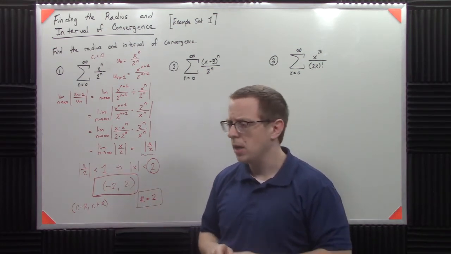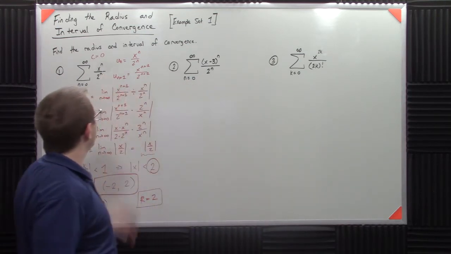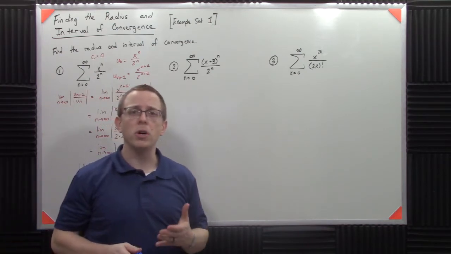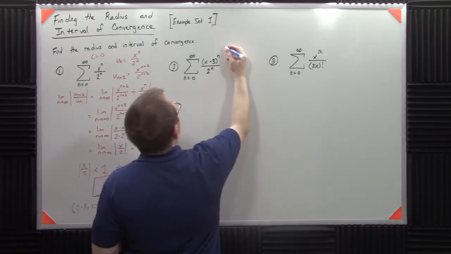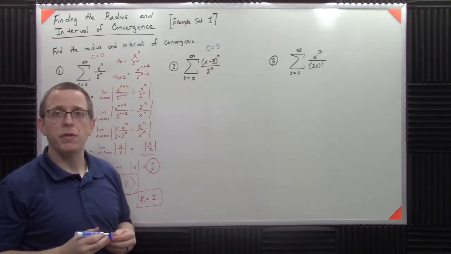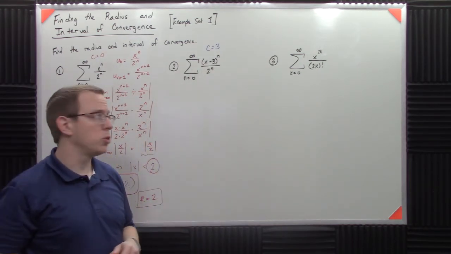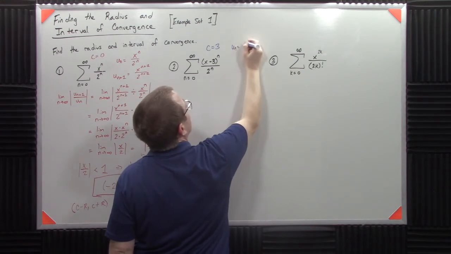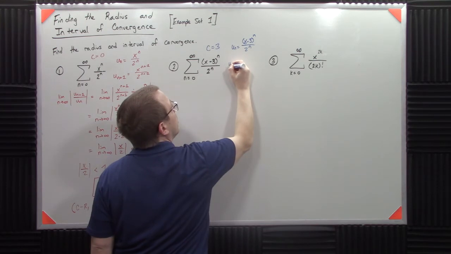Simple enough, right? So we're going to do the same thing, but now instead of x to the n over 2 to the n, we have x minus 3 to the n over 2 to the n. What we're going to see is this is almost exactly the same. My center is actually 3, because if I plug in 3, that would zero out every term except for the first one. Then my u sub n is x minus 3 to the n over 2 to the n.